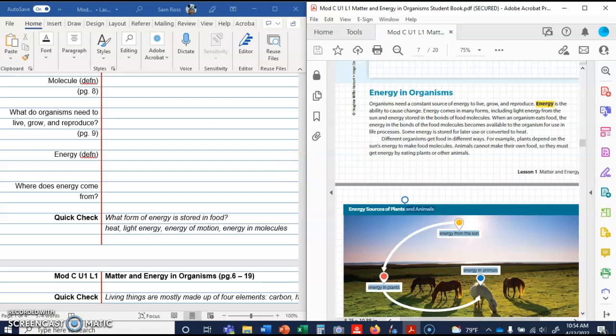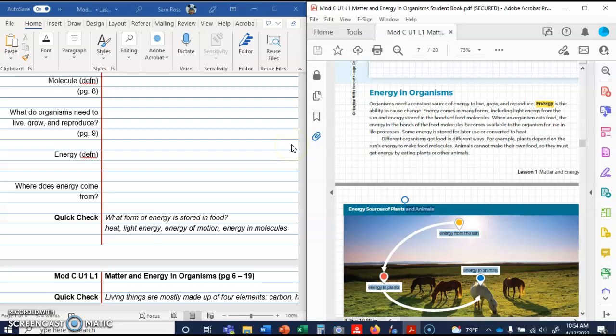What do organisms need to live, grow, and reproduce? Organisms need a constant source of energy to live, grow, and reproduce. It's right here. And what's the definition of energy? Energy is the ability to cause change. Where does energy come from? Energy comes in many forms. Some examples are light energy from the sun, or energy stored in the bonds of food. You'll want to write all of that here.